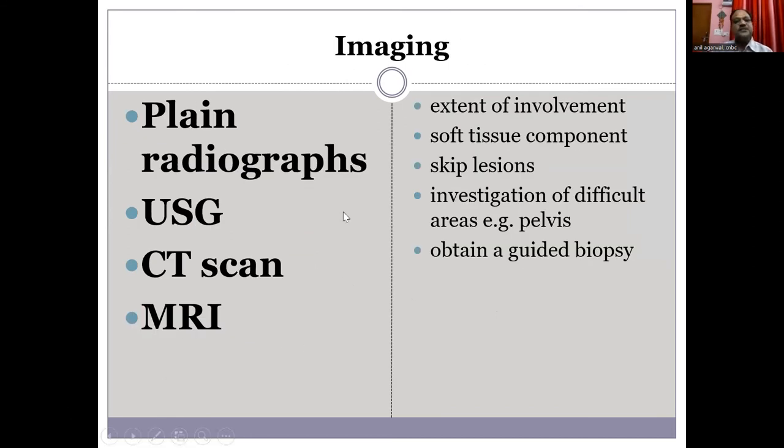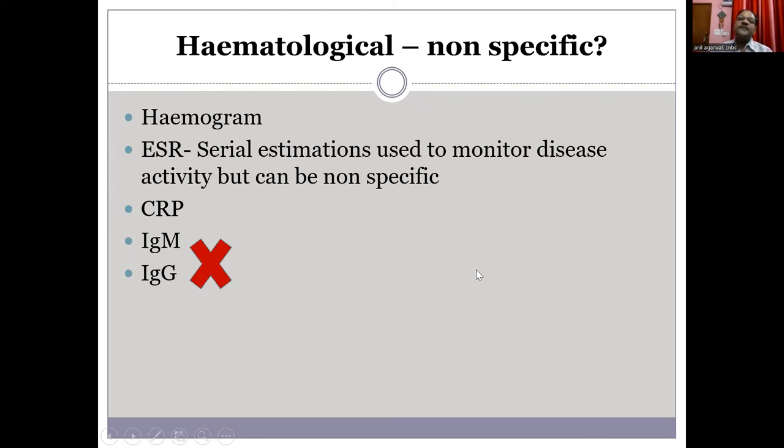Imaging, first of all. Nothing is specific about tubercular imaging except for osteopenia. And all these findings in plain radiograph, ultrasound, CT scan can be found in other infections as well. However, imaging helps us to locate the site of infection, skip lesions, and obtain a guided biopsy. Hematological tests are again very non-specific, but ESR can be used to monitor the course of the disease when antitubercular treatment has been started. We do not use IgM or IgG as they are considered non-specific now.